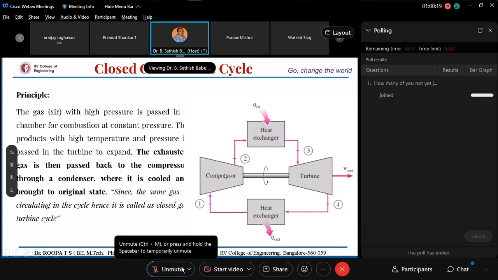So other things, other working conditions, everything remains the same. The only change is that in this closed cycle, we will be having a heat exchanger or a condenser, which is taking the exhaust gases as input and giving the input to the compressor in the next cycle. Okay.